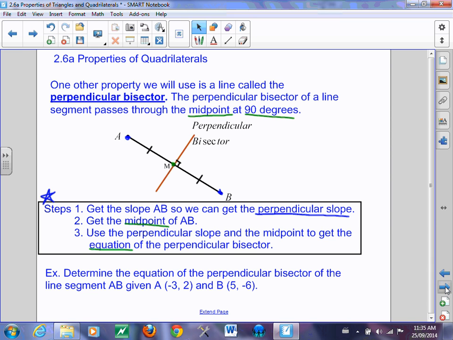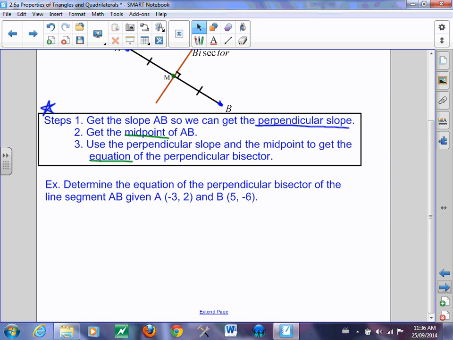So taking a look here, folks, we've got to determine the equation of the perpendicular bisector of the line segment AB. Okay, so step 1, we're going to match these up here. You don't need to write it down. I just will for the video so people know. We're going to find the slope.